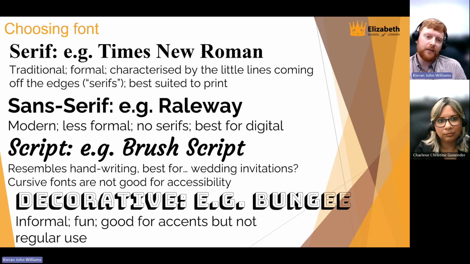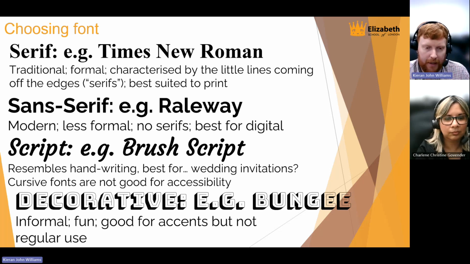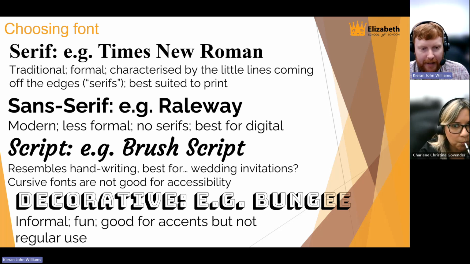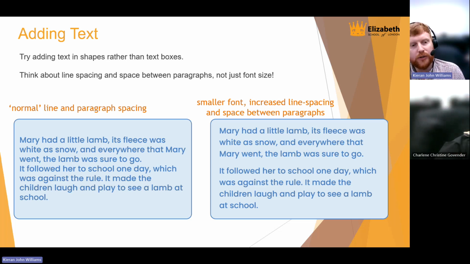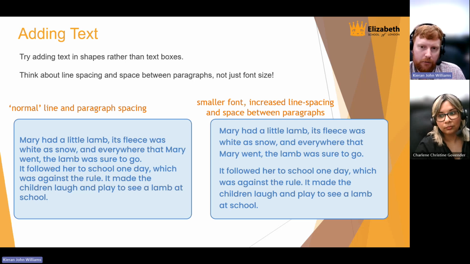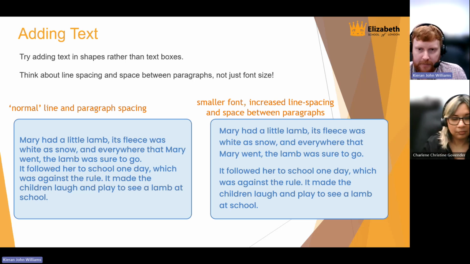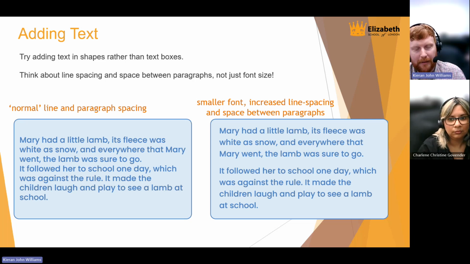Okay, so now that we have decided on our font and we know what we're going to write, we need to think about how we actually format it on the poster. There are two ways to add text to our poster. It can either be in shapes or it can be in text boxes. Now, there are pros and cons on both sides, but you may want to experiment with using text in shapes instead of text boxes, okay? Because from experience, it can make your text look better and more natural.